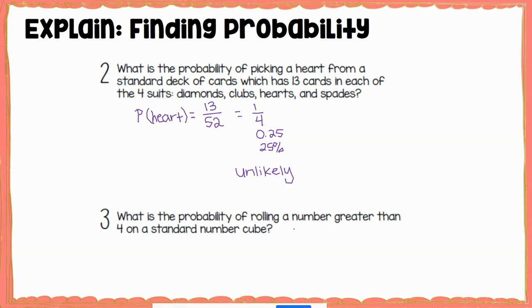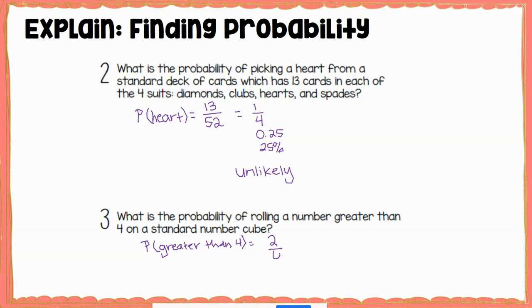Now it says, what is the probability of rolling a number greater than 4 on a standard number cube? So I'm going to write this as probability of greater than 4. Well, if I think of a number cube, if I say greater than 4, I know that does not actually include 4. Otherwise, it would have said 4 or greater than or equal to 4. So the numbers on my number cube that are greater than 4 are 5 and 6. So that is 2 numbers on my number cube that are greater than 4.